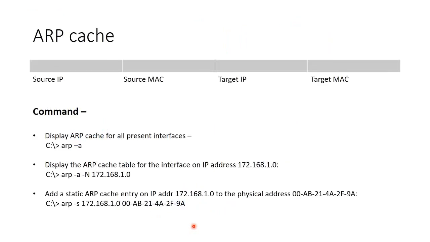Now this is a simple example of an ARP cache, where in the ARP table the source IP address with the source MAC address and the destination IP address with its destination MAC address are stored in tabular format. And these are a few commands that you can run in the command prompt to check all the present interfaces and other details.